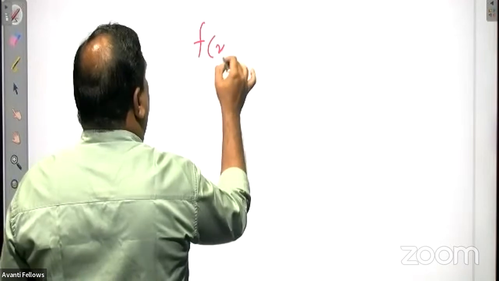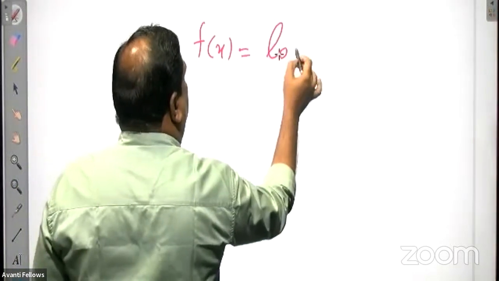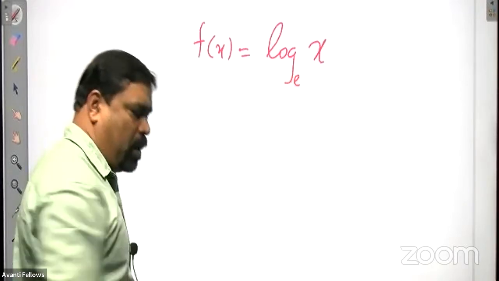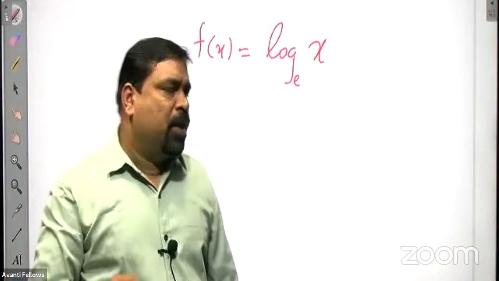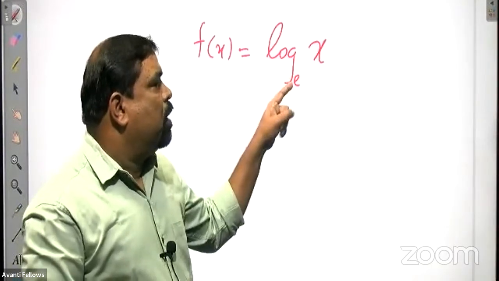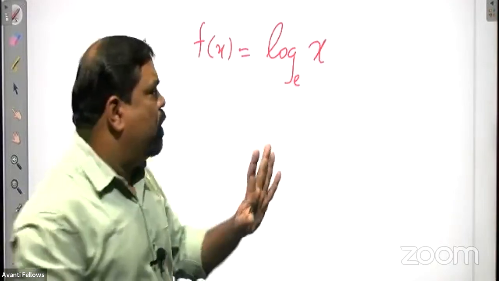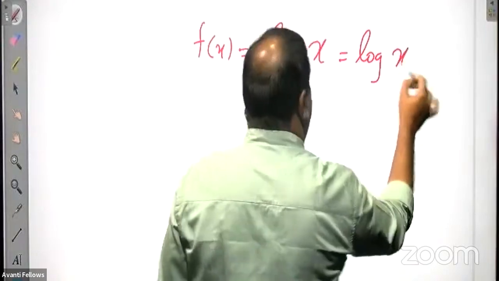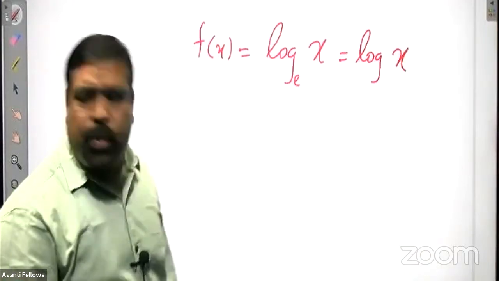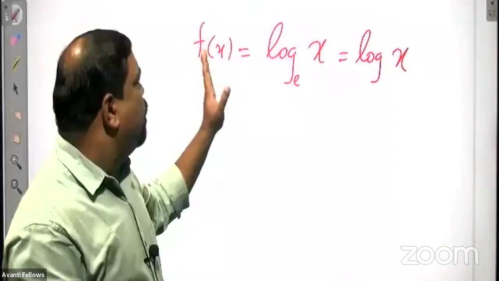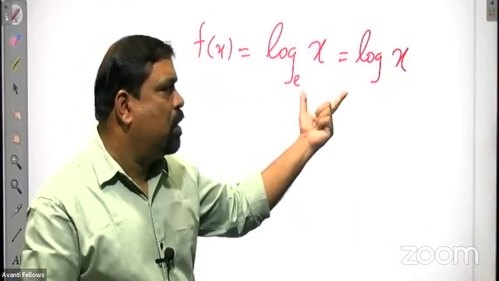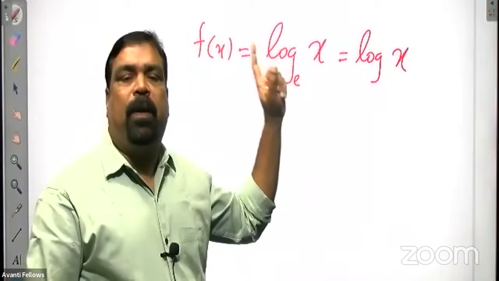So, if I define f of x is equal to log x, it is understood that the base is always e only. Until and unless we specify anything here, it is understood that the base is e, and we will not generally write the e. We just write log x. So it is understood that the base is e only. Okay, so if f of x is defined as logarithm of x, then this function is called the natural logarithmic function.